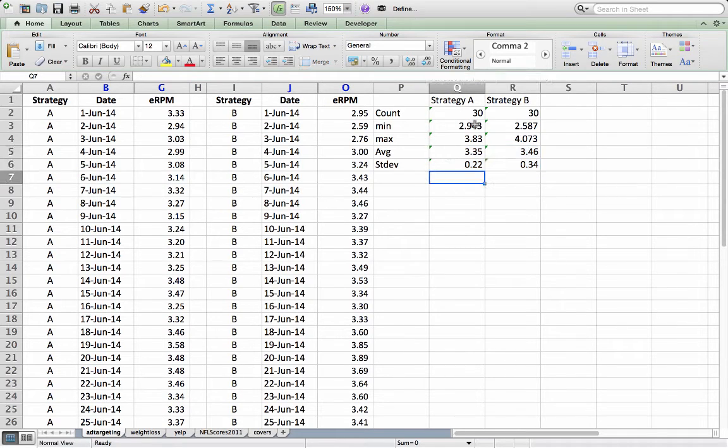So we'll see here we have 30 data points, or our sample is of 30 observations for each of the two strategies. It looks like strategy B had a little wider range. The min's a little bit lower, but the max is higher. And it had a larger average revenue. With standard deviations, again, given the wider range, a wider standard deviation for B.